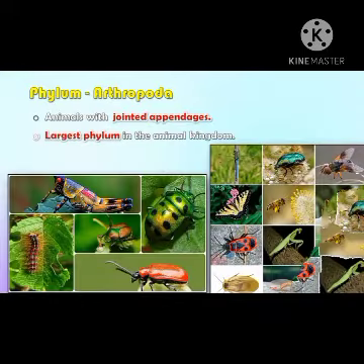They are the largest phylum in the animal kingdom. The maximum number of animals come under this phylum. That is, all types of mosquitoes, bugs, prawns, crabs and insects come under this phylum. So, Arthropoda is the largest phylum in the animal kingdom.